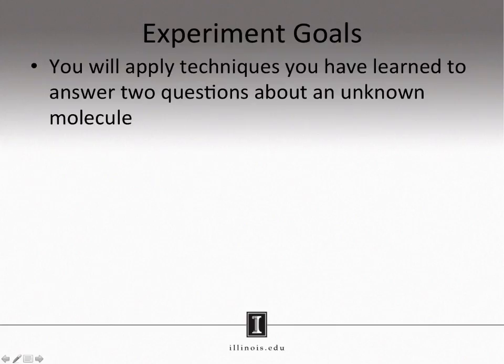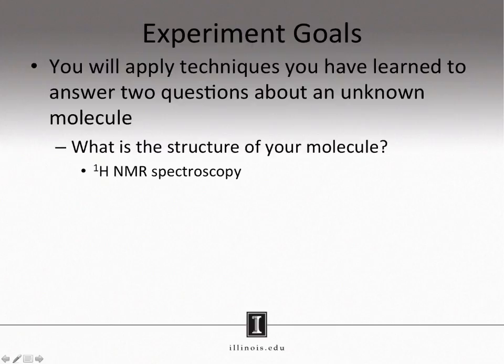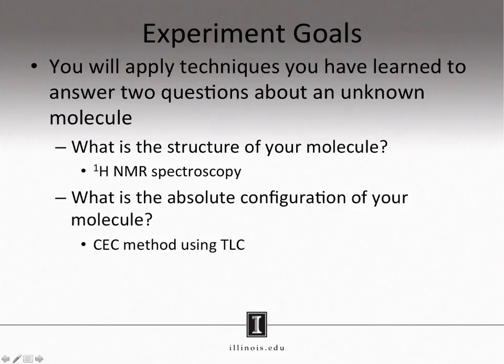In this experiment, you will answer 2 questions in regards to an unknown molecule that you will be given. By the end of this experiment, you will determine the structure of the unknown molecule via proton NMR spectroscopy. You will also determine the absolute configuration of that unknown molecule. You will do so using what is called the CEC method, which applies TLC. You will talk more about the CEC method shortly.